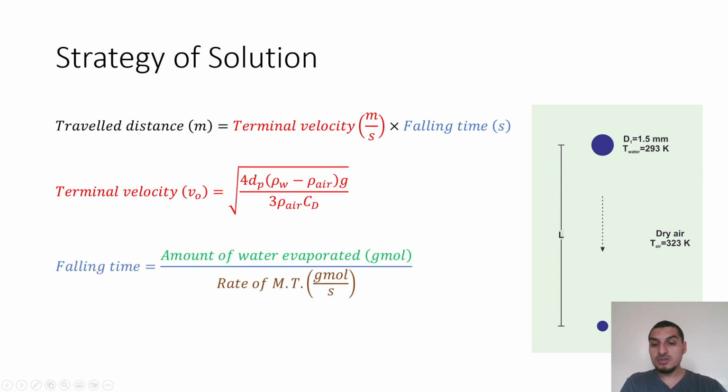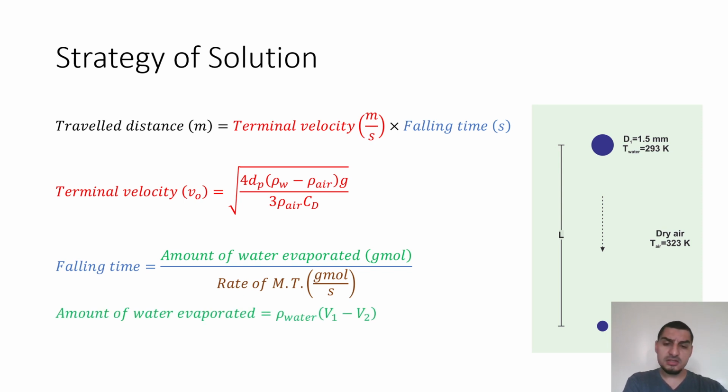So the falling time is going to be the amount of water evaporated divided by the rate of mass transfer in gram moles per second. If you know how much water evaporated and you know the rate of mass transfer, from both I can get the time that it will take this amount of water to evaporate using this given rate of mass transfer. The amount of water evaporated is very easy to get. You can get it from the difference in volume and the density, so it's not a big deal.